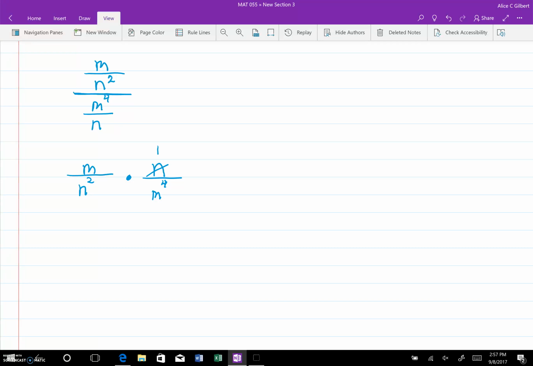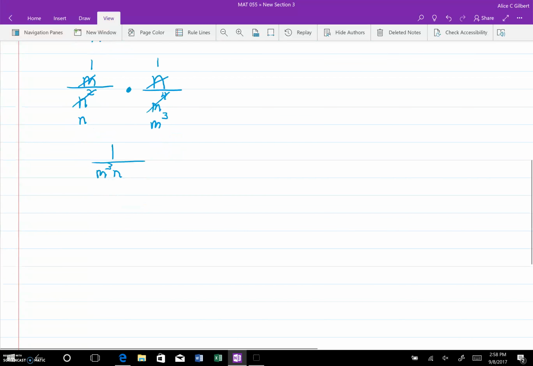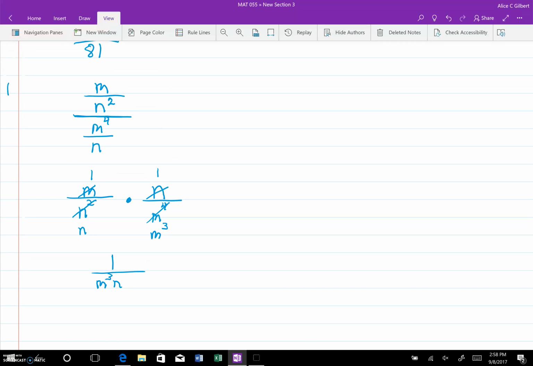Well, I can get one n out of this, and one n out of that, leaving me an n. I can get one m out of that and take one m away from here, leaving me with one m, with 3 m's. M to the 4th minus m is m to the 3rd. And so now I just multiply up my numerator. 1 times 1 is 1, and I multiply up my denominator. N times m to the 3rd gives me m to the 3rd n. And that's it. Now we're going to look at the next one. Let's see, so that's our first example.